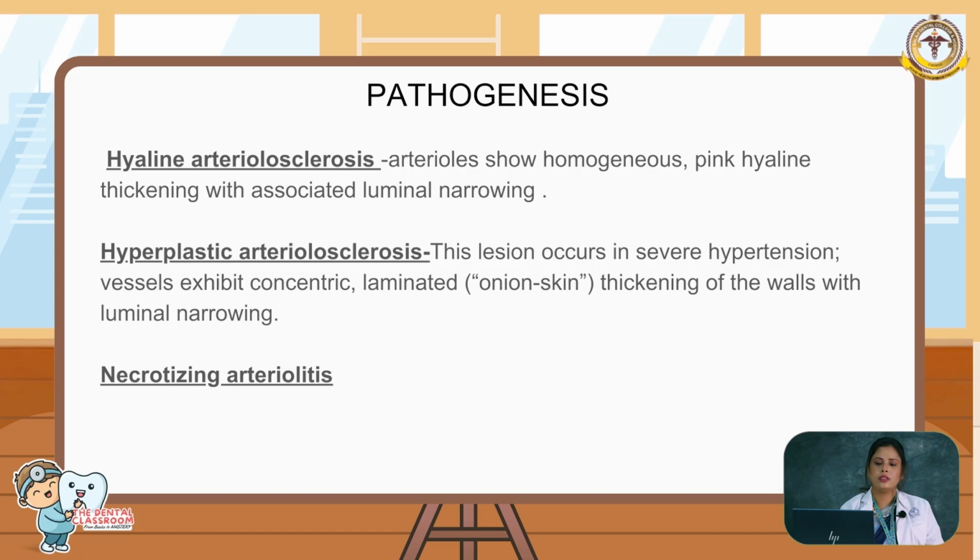So now moving on to the most important part, that is pathology, pathogenesis of hypertension. There are 3 changes that happen in the vessels. First one is hyaline arteriosclerosis, which is nothing but deposition of homogeneous pink material along with luminal narrowing. Next one is hyperplastic arteriosclerosis. What is it? This occurs in cases of severe hypertension. The vessels exhibit concentric laminated thickening of the walls with luminal narrowing. This appearance is known as onion skinning. The third feature is necrotizing arteriolitis.